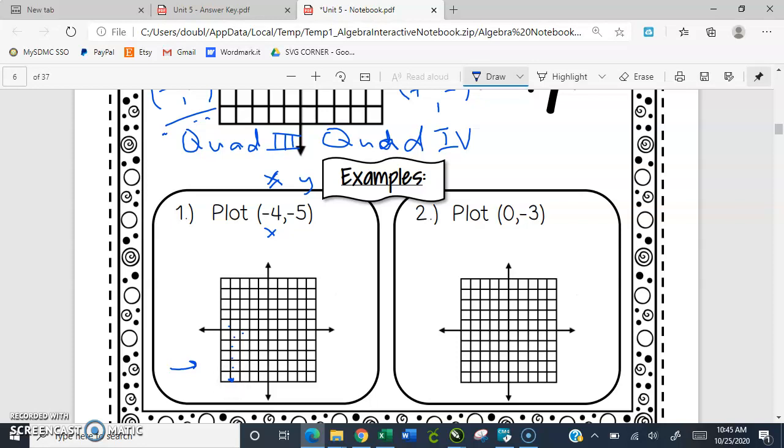So we plotted that. Okay. Now remember, forget my points that I'm making on the graph. That's just me showing you how to count over and up. Okay. Or over and down.